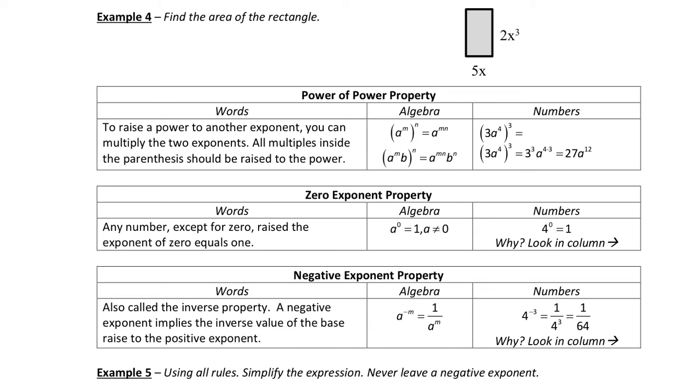We have a ton of properties to cover in this lesson. We're going to cover the power of a power property, the zero exponent property, and the negative exponent property. And because we have so much to do, I've got this application problem up here. If you'd like to try it on your own and check it with me in class, I'm going to let you do that. But because we've got so much to work on, I'm going to skip that problem.